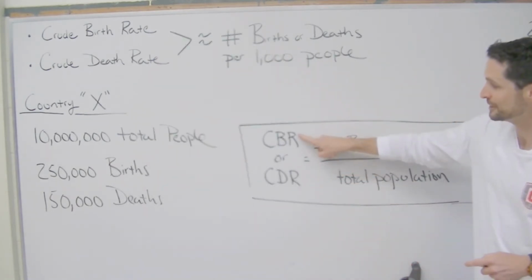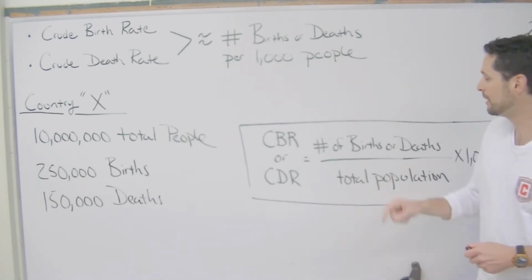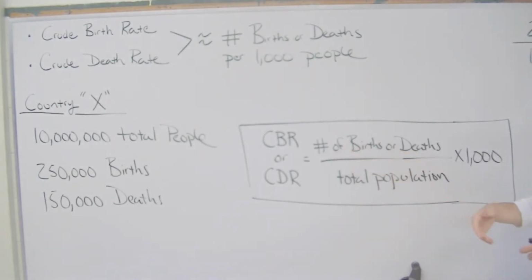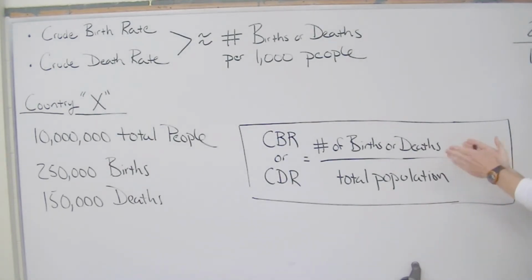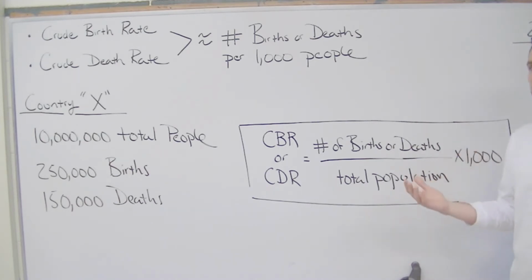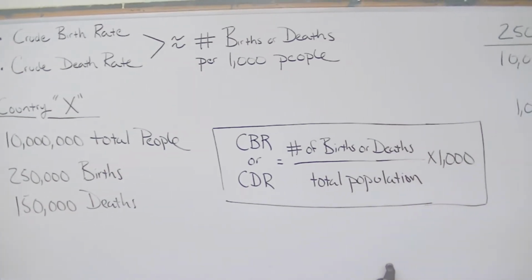To calculate your CBR or CDR, crude birth rate, crude death rate, all you do is take the number of births or deaths and divide it by the total population, and you take that number, which should come out as a small decimal, and multiply it by 1,000. When you multiply it by 1,000, all you're doing is moving your decimal 3 places to the right. You're going to see it's not that difficult of a calculation, and without a calculator, it's not that big of a deal. So let's slide down this way.